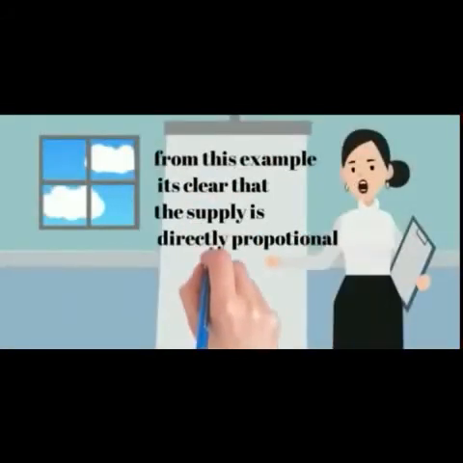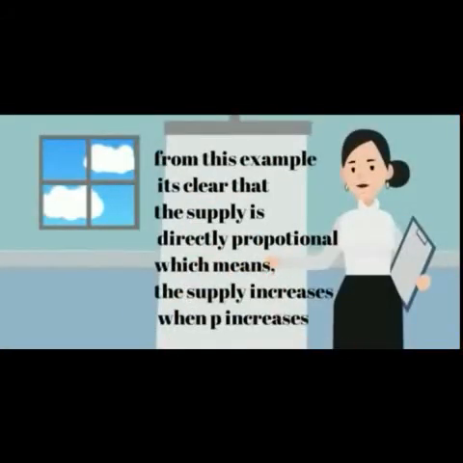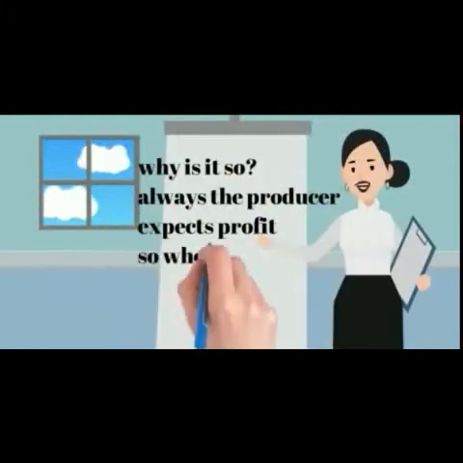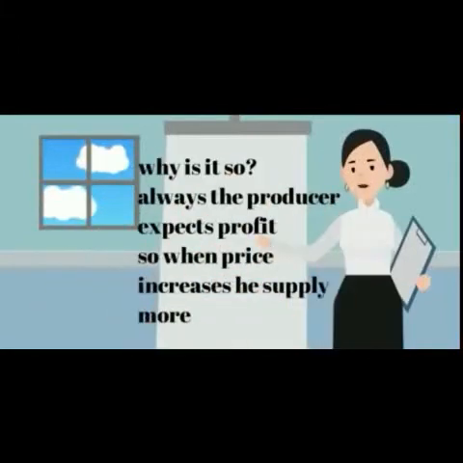So from this example, it is clear that supply is directly proportional, which means the supply increases when the price increases and the supply will decrease when the price decreases. So this is again the law of supply. Why is it so? Because the producer always expects profit. So when the price increases, he will supply more. He thinks that he will earn more when the price increases, so he will supply more.